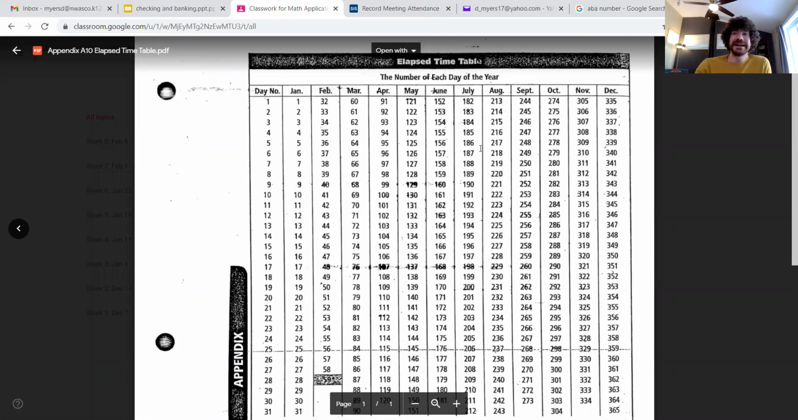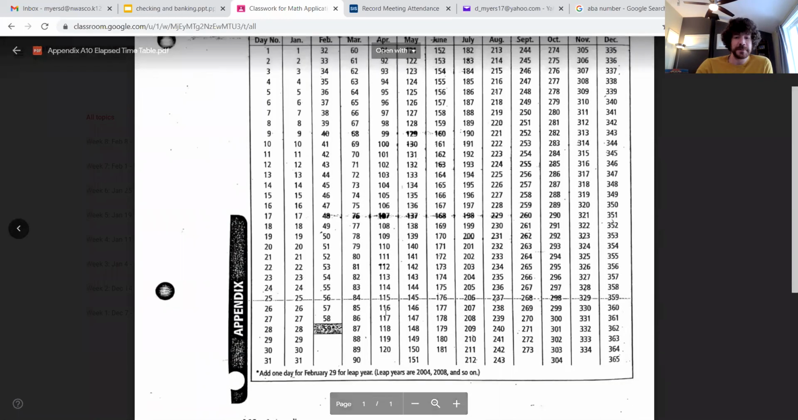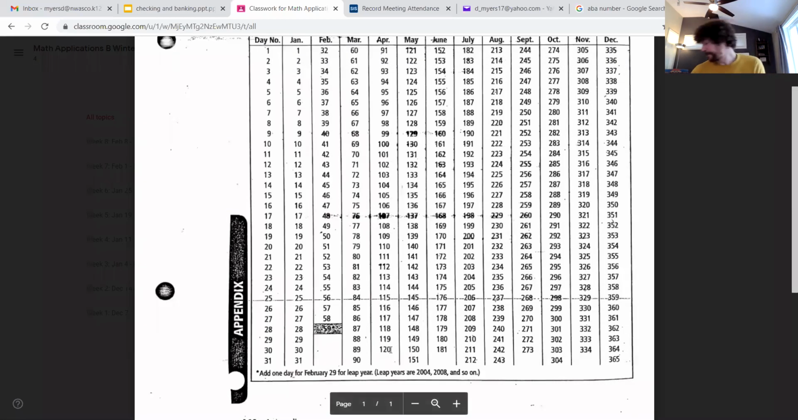And we have to add 90 days to that. So 60 plus 90 is 120. So we need to go to day 120. If we take a look here, day 120 is April 30th. So that means she has to pay it back.